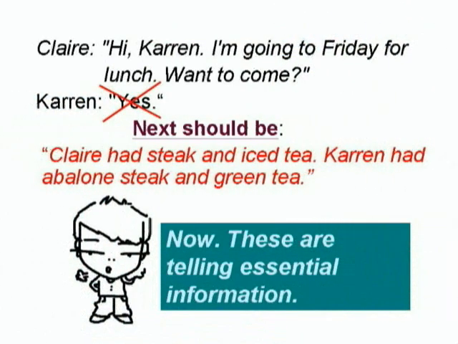Instead, try to write dialogue that is less on the nose. For example, "Hi Karen, I'm going down to Friday's for dinner. Wanna come?" The next word should not be yes. You should write more details on what Claire and Karen had at Friday's, and that is telling essential information.